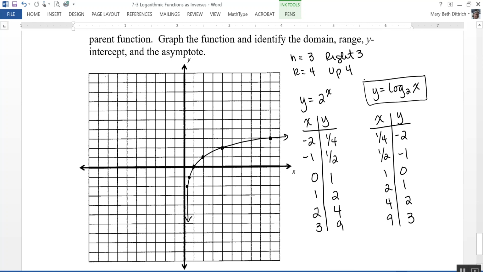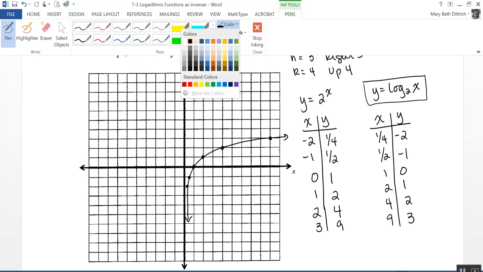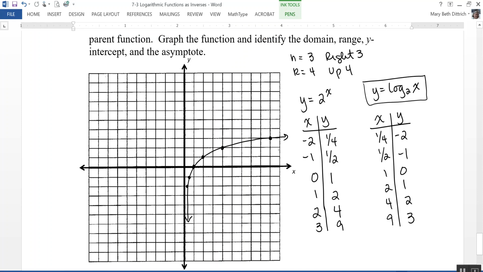Now I'm going to take each one of those points and move it right 3 and up 4. And to do that, I think I'll change my color here. I'll go ahead and do that in red. So starting with my first point here, I will go right 3. 1, 2, 3, then up 1, 2, 3, 4. And then the next point, right 1, 2, 3, up 1, 2, 3, 4. And this last one won't fit, so we're not going to worry about it.